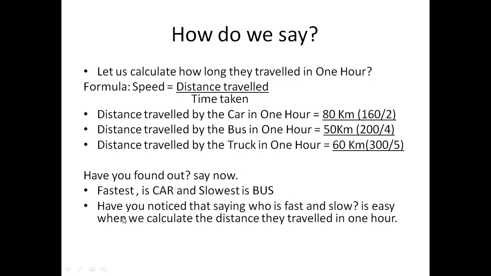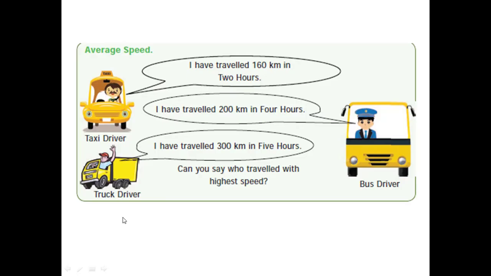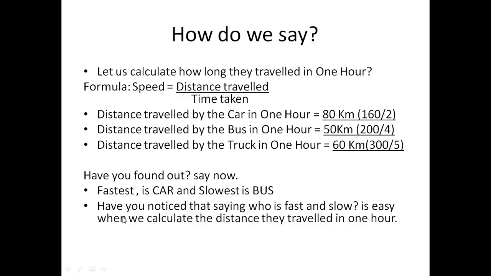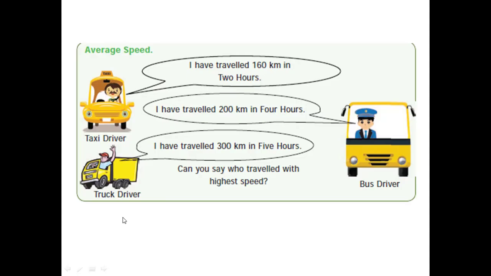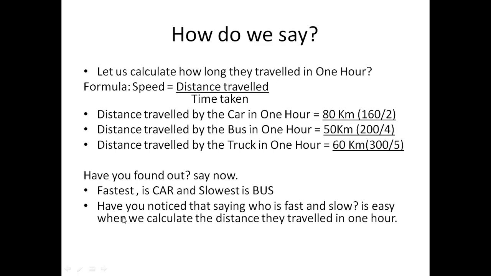In the same way, the distance traveled by the bus in 1 hour is equal to 50 kilometers. See that the bus travels 200 kilometers in 4 hours. So 200 divided by 4 gives 50 kilometers. In the same way, the truck travels 300 kilometers in 5 hours. So 300 divided by 5 gives this answer. So have you found out? Say now, which is fastest? Yes, the fastest is the car and the slowest is the bus. Have you noticed that saying who is fast and slow is easy when we calculate the distance they traveled in 1 hour?